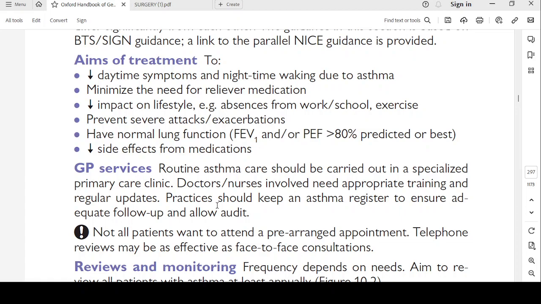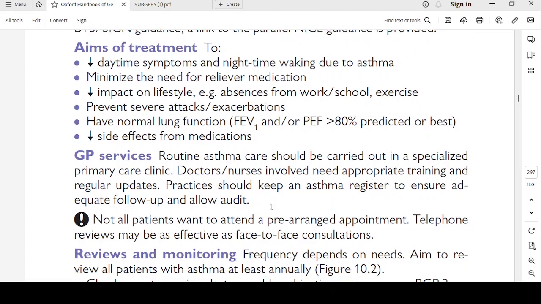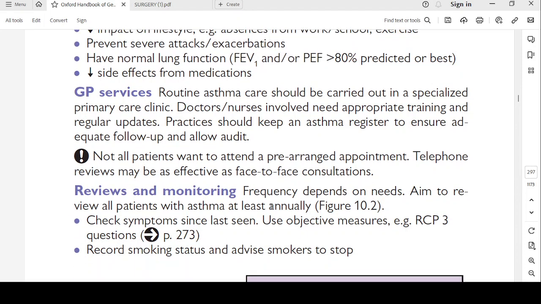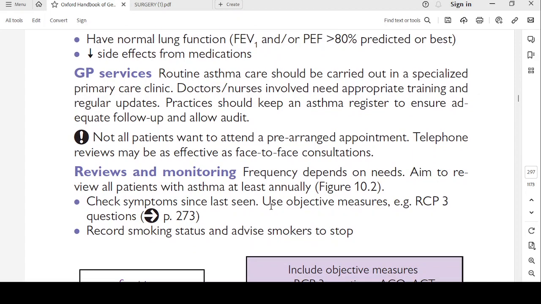GP services. Routine asthma care should be carried out in specialized primary care clinics. Doctors or nurses involved need appropriate training and regular updates. Practices should keep an asthma register to ensure adequate follow-up and allow audit. Not all patients want to attend a pre-arranged appointment. Telephone reviews may be as effective as face-to-face consultations.